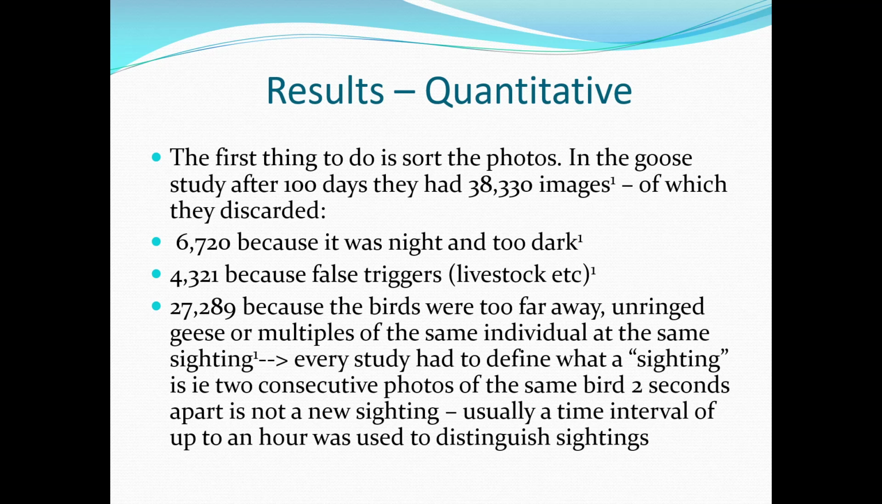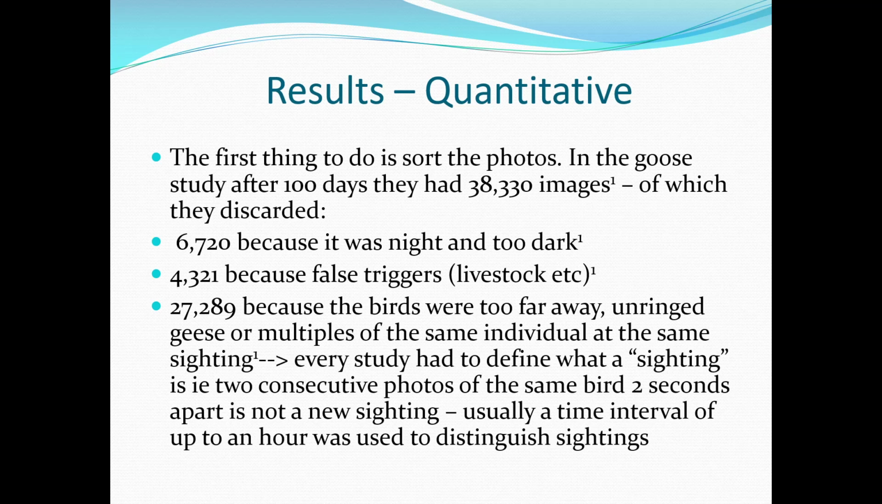In the goose study, after 100 days, they had 38,330 images, and out of that they discarded 6,720 because it was night and too dark, and 4,321 because they were false triggers set off by livestock and humans and so on. 27,289 of the photos were discarded because the birds were too far away, unringed, or multiples of the same individual at the same sighting. And this is something that every study has to define, and that's what is a sighting.